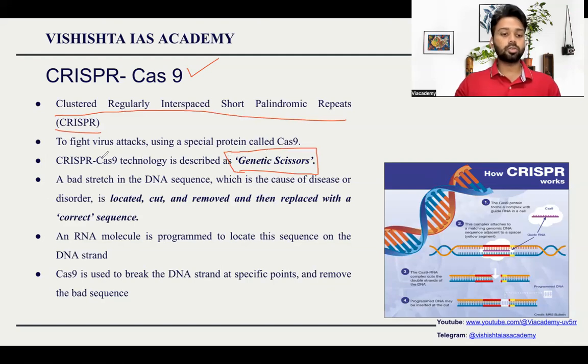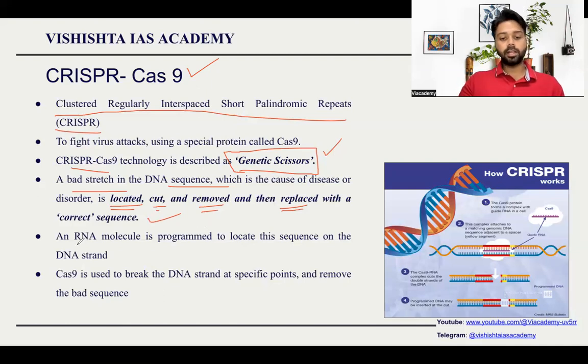Here, what are all the points you should know? CRISPR-Cas9 technology is also called as genetic scissors, an important fact for prelims. And then the bad stretch in DNA sequence, which is the cause of the disease, is located first. It is cut out, removed, and replaced with a correct sequence. So this is the sequence of the technology which is happening.